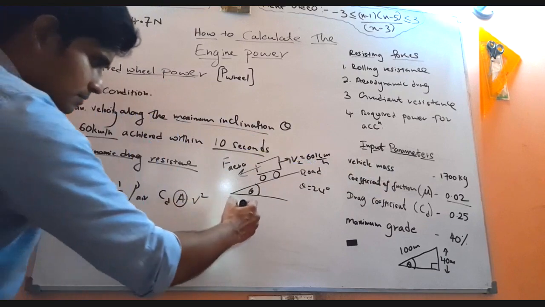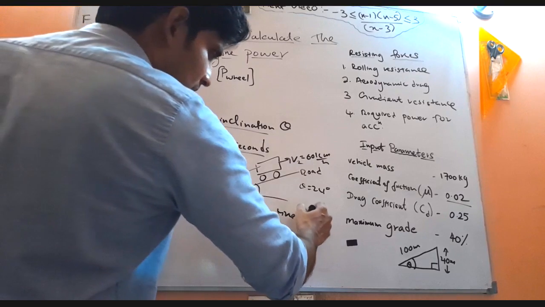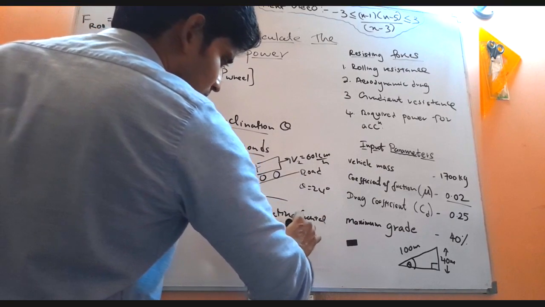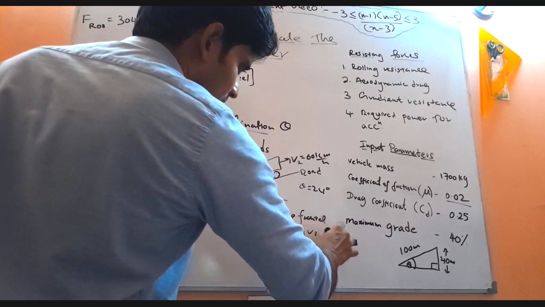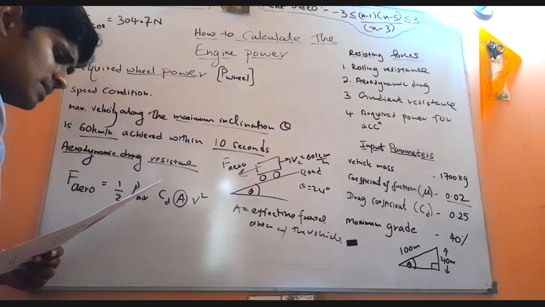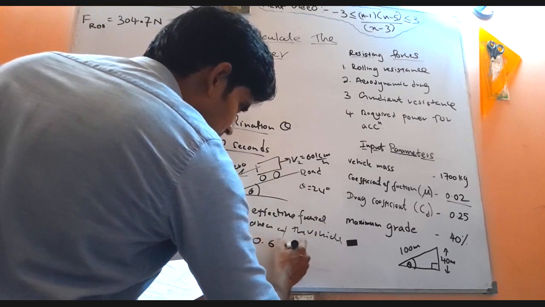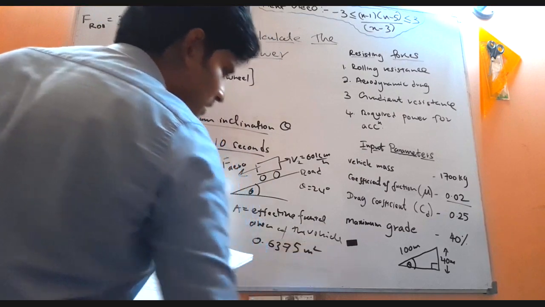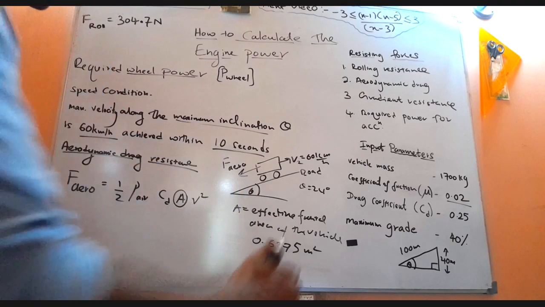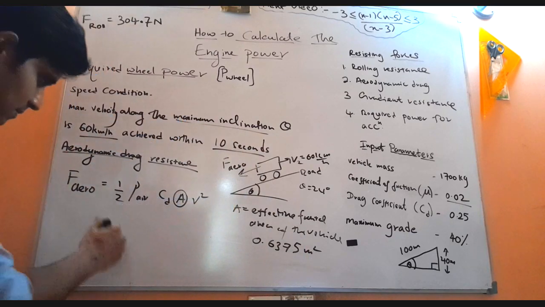What is this A? Effective frontal area of the vehicle. Actually that is 0.6375 meter square. That is the effective frontal area. Velocity we know, but be very careful about the units, right? Okay. Now it's very easy now.